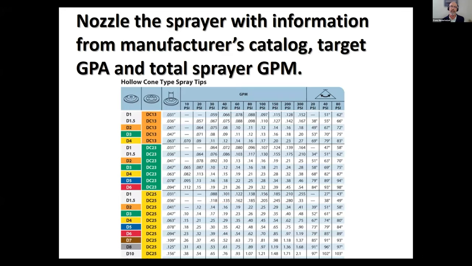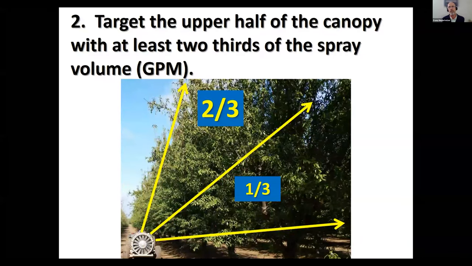Use the catalogs to determine how many nozzles and what nozzles where in the canopy to get the gallons per minute you want. Make sure you've got more volume out of the top half of the sprayers. The old rule was 2/3 of the volume out of the top half of the nozzles that are open. Gravity is going to help you in that. You're not going to undercover the lower stuff.